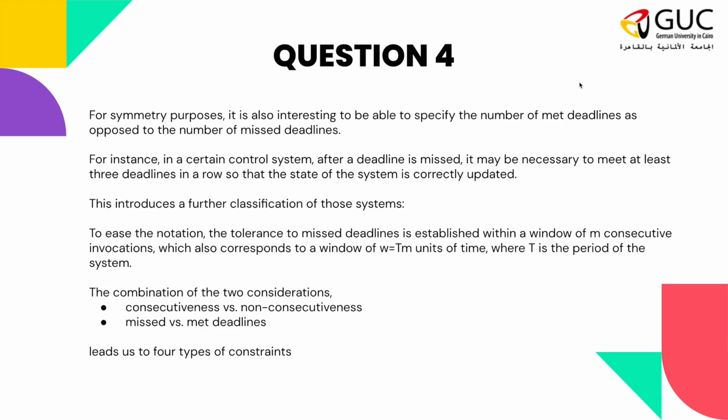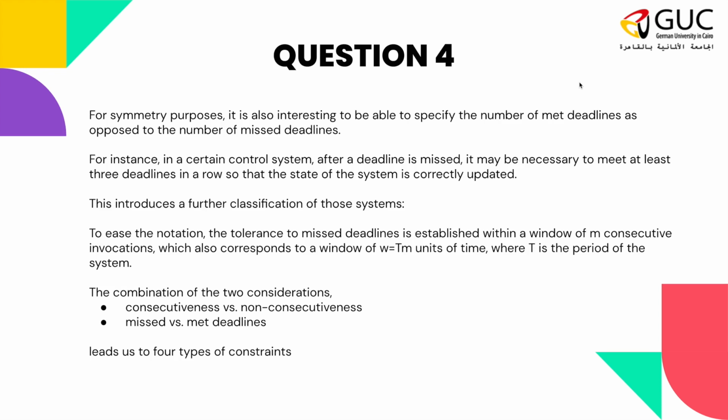With the combination of the two considerations, we now have 2 different classifications: consecutiveness versus non-consecutiveness, which we described in the previous question, and here, missed versus met deadlines. As I told you, for example, if you miss one deadline, you need to meet 3 deadlines in a row for the system to be working properly. And this example leads us to 4 types of constraints. So we have 2 categories, consecutiveness versus non-consecutiveness, and missed versus met.